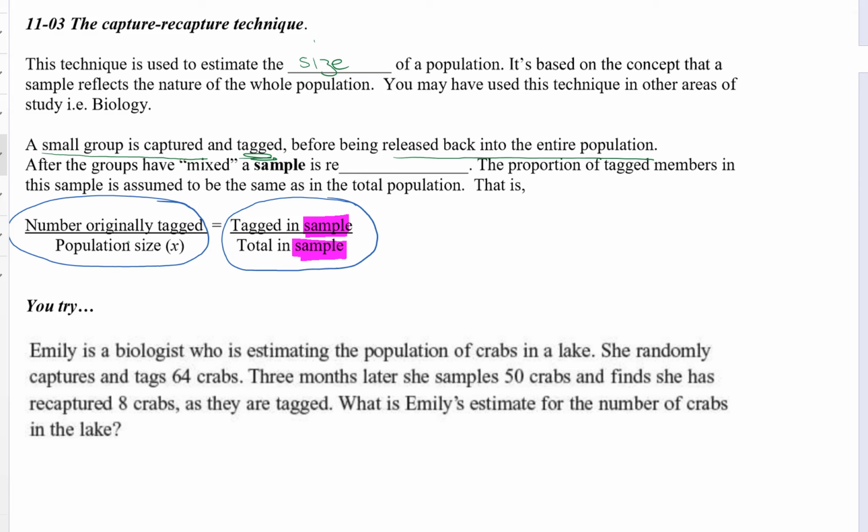They might come back 2 or 3 days later. What they're going to assume is that the way the tagged ones were spread throughout the whole population will be the same when they take a sample 2 days later, so that the number tagged in that sample is the same proportion as the total that were tagged in the entire population. So after the groups have mixed, a sample is recaptured.